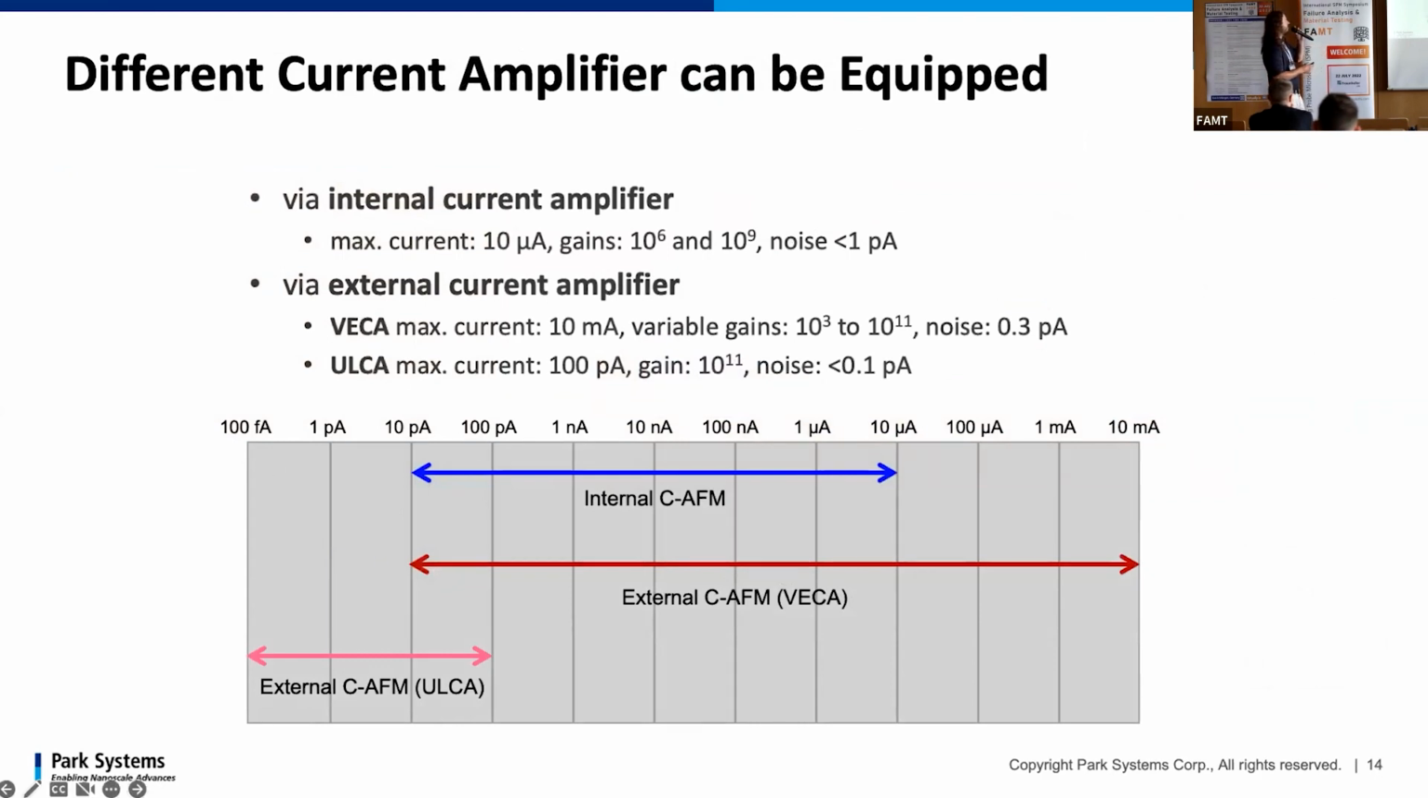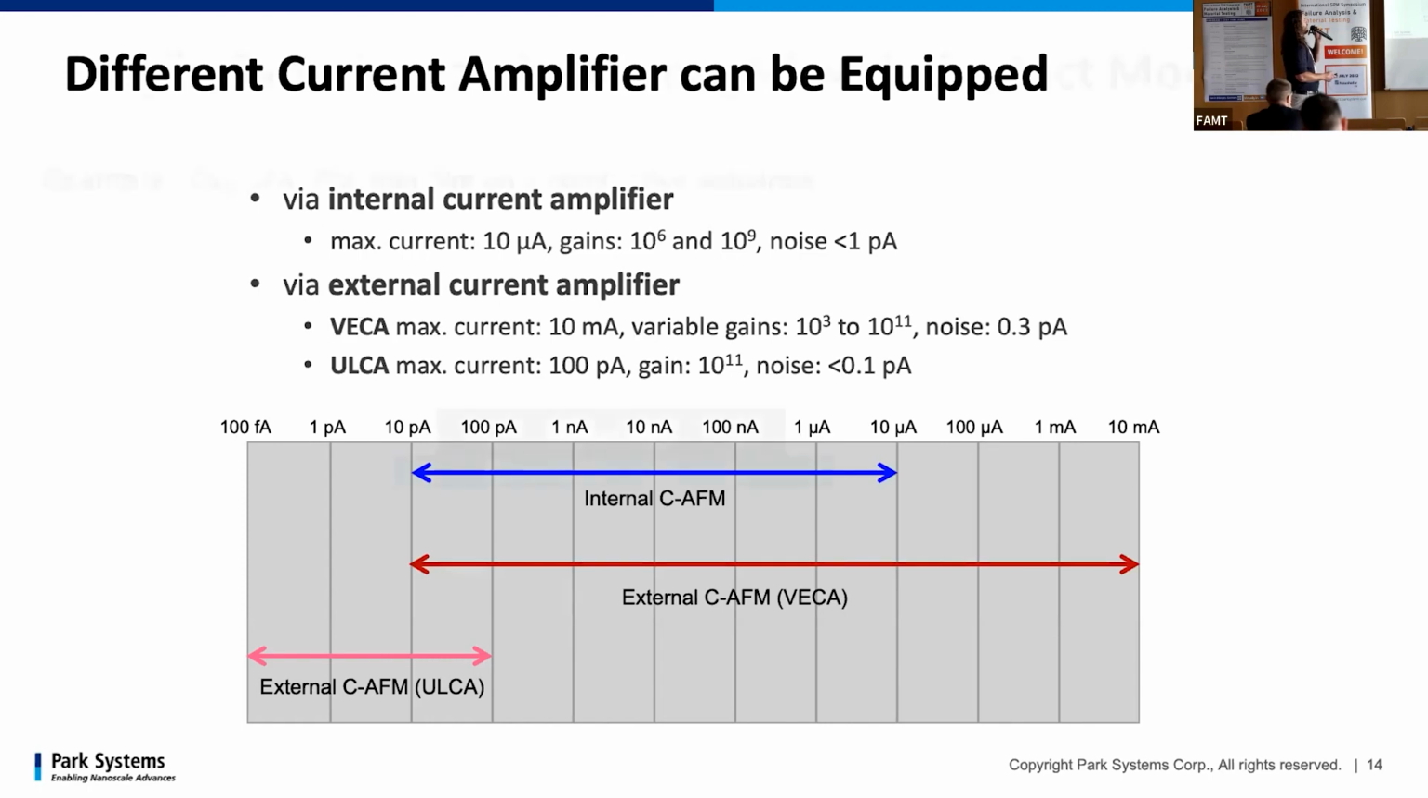So our internal current amplifier already lets us image 6 orders of magnitude of different currents, basically from 10 picoampere to 10 microampere, with usually a noise level of below 1 picoampere. But we can also further expand this regime using a variable gain external current amplifier that lets us image currents up to 10 milliampere with a noise level of 0.3 picoampere. And we can measure ultra-low currents with our ultra-low current amplifier with a noise level of below 0.1 picoampere, letting us measure currents in the femtoampere regime.